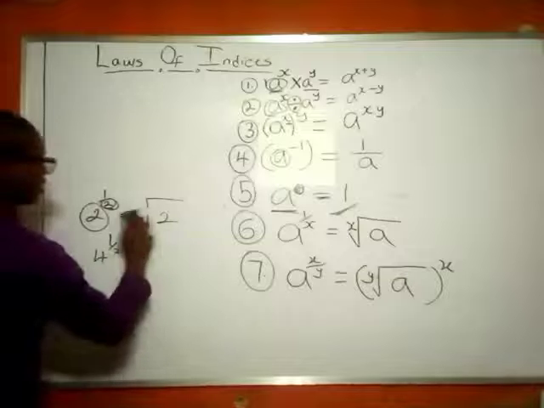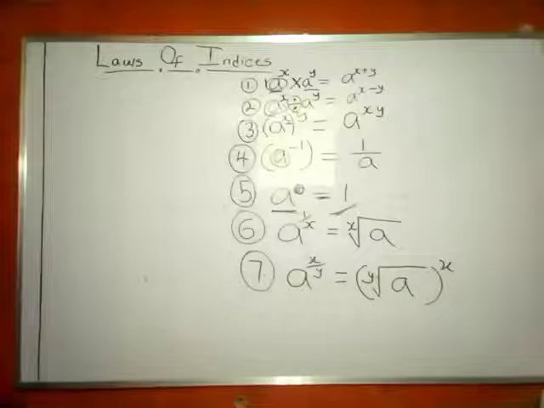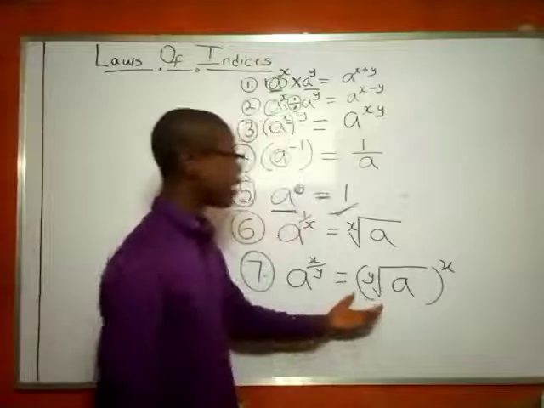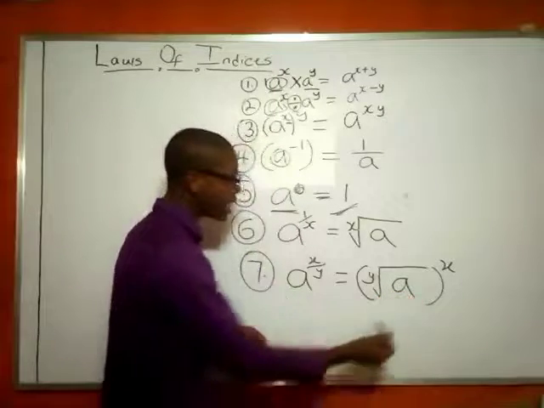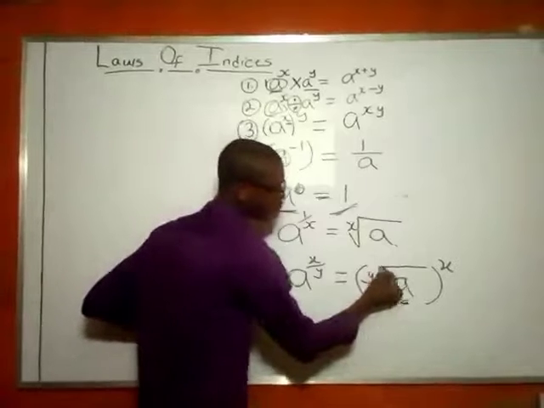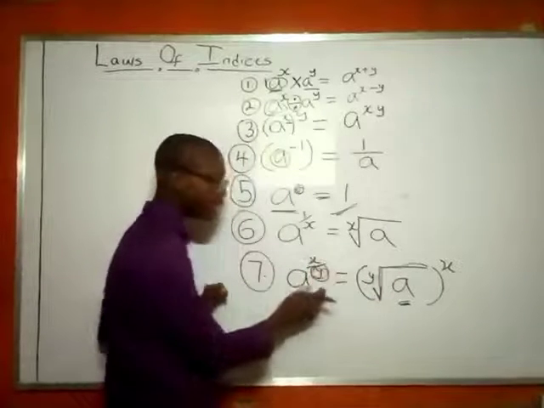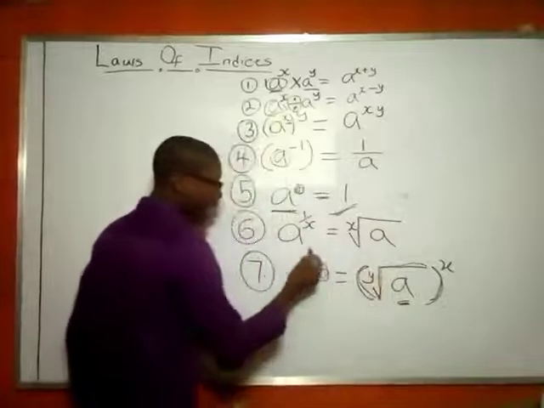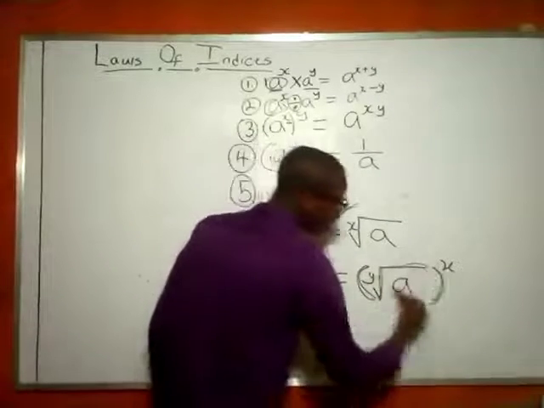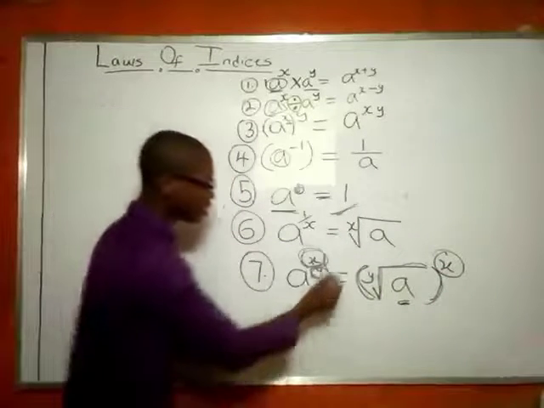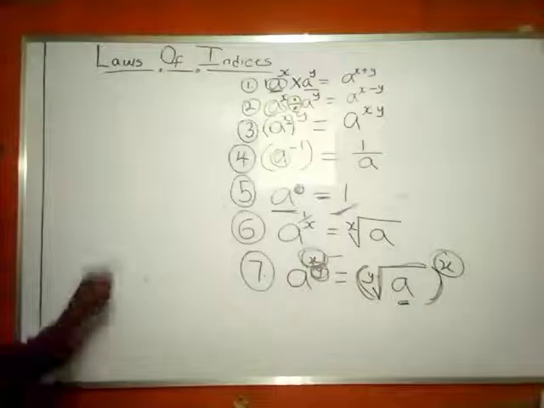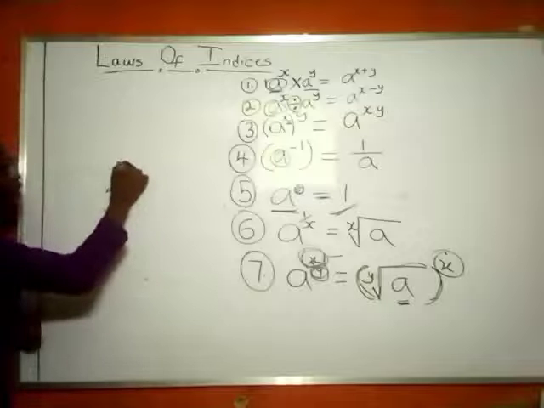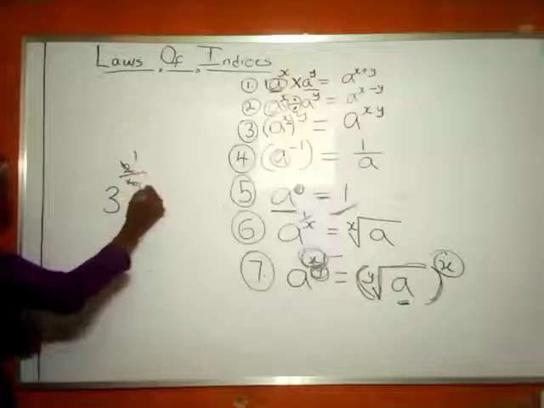And the 7th law, which is the last law of indices, says that if we have any variable a raised to the power x over y, it will be equal to, open brackets, you bring your variable, that's your base, then you root it by the denominator of the fraction, that is y, and then you close your brackets and you put your index, all raised to the power x, that is the numerator here.